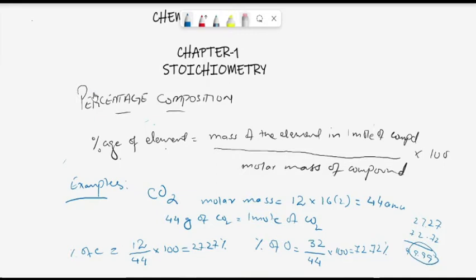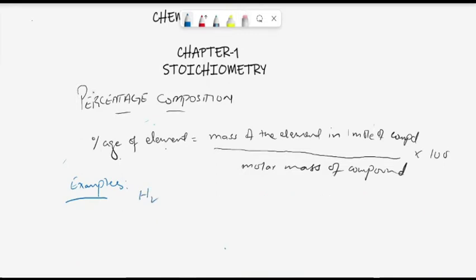Let's see another example. Say we have water, and water has two hydrogens and one oxygen in the molecule. First you have to calculate the molar mass of water. So it has two hydrogens, that is 1 multiplied by 2, plus 1 oxygen, that is equal to 16. So the molar mass is 18. So 18 grams of water is equal to 1 mole of water.